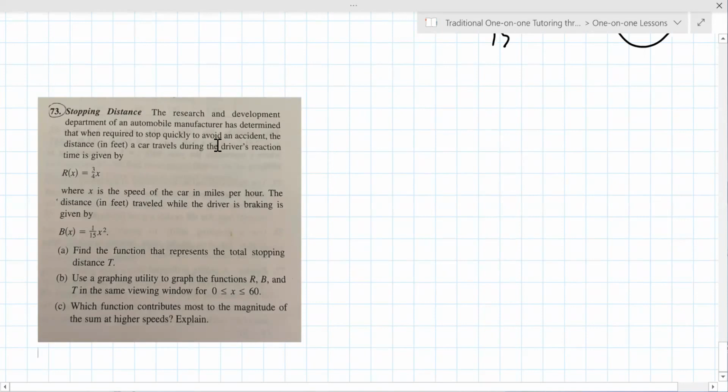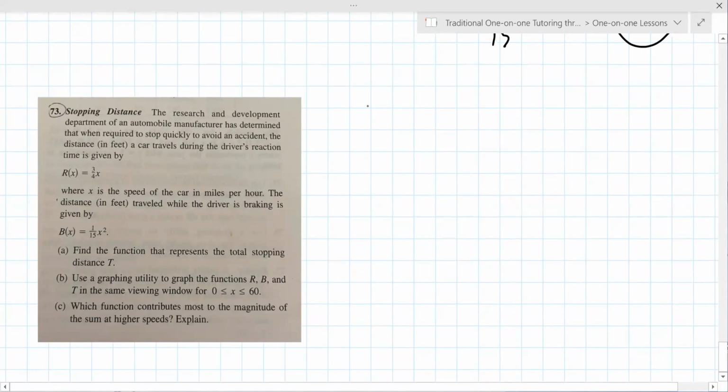So, okay, the research and development department of an automobile manufacturer has determined that when required to stop quickly to avoid an accident, the distance in feet a car travels during the driver's reaction time is given by R of X. Are both of you guys driving? No, I don't drive. I have a permit, another month.